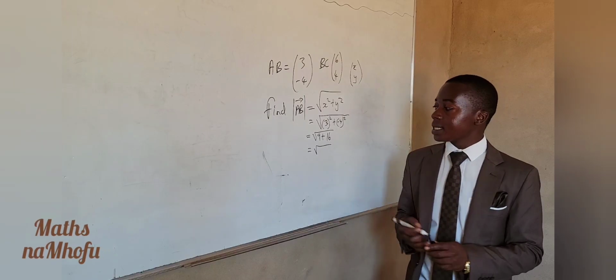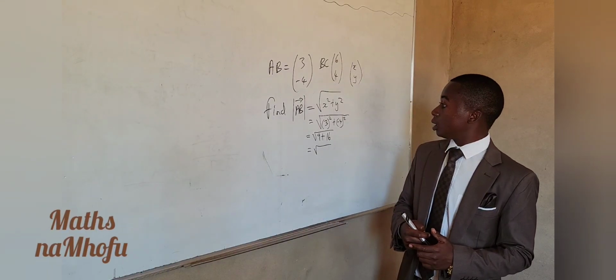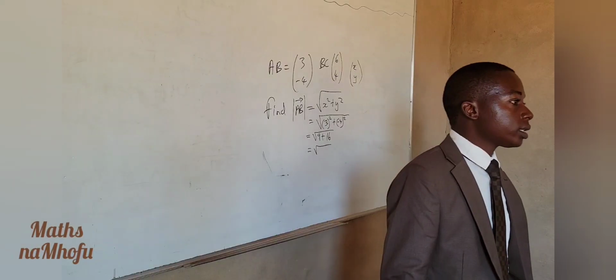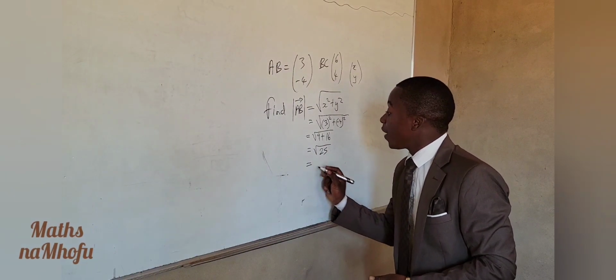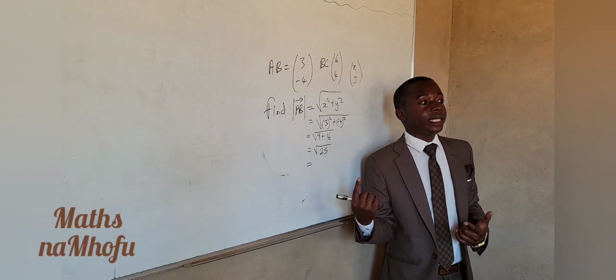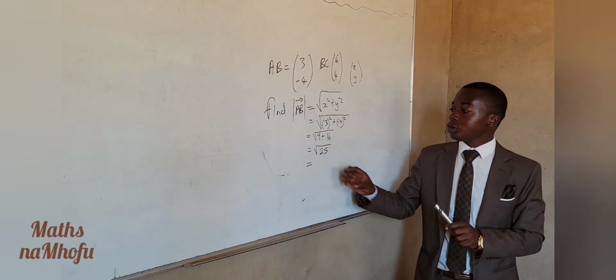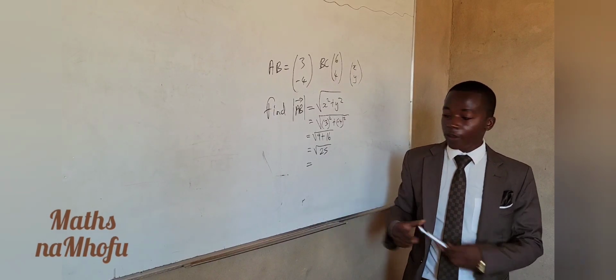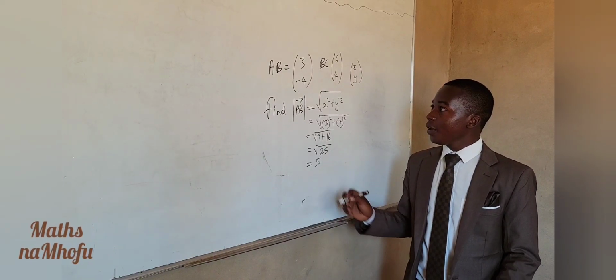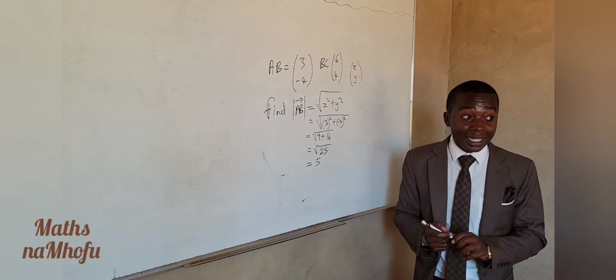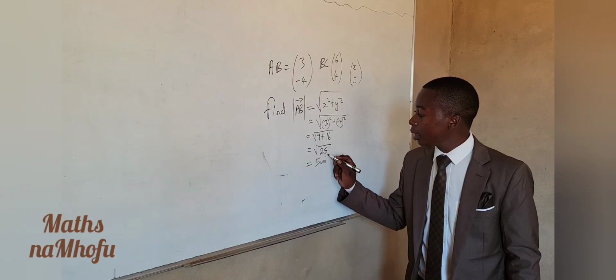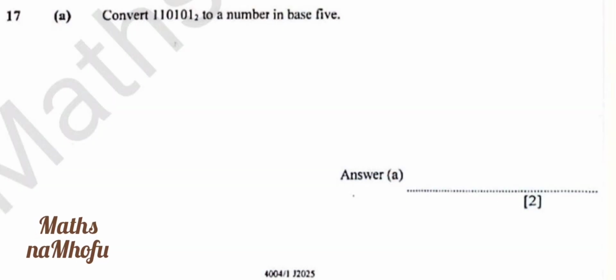Now root of 9 plus 16, what do you get? 9 plus 16, what do you get? Russell? 25. Root 25. So our final answer, because this is length, we are only going to take the positive value of root 25, which is 5. 5 what? If you are not given units, we write it as 5 units. Are we together? Yes. Now let's move on to question number 17.